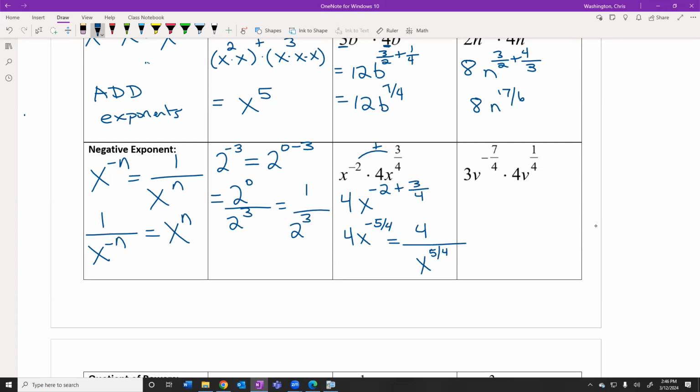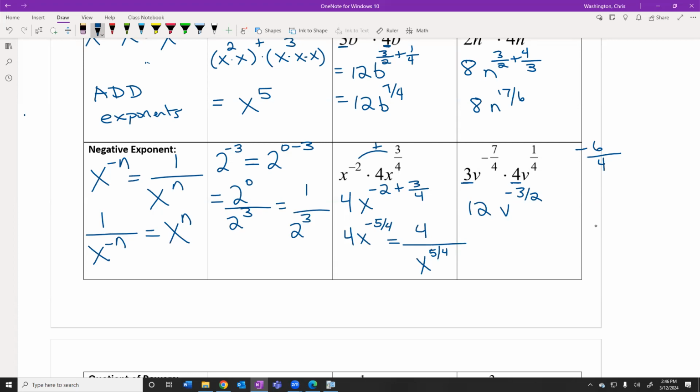For the second example, I would add those exponents together first. Do you have to add them together first? No, I could make that negative exponent positive first, but then I would have to subtract anyway. So I'm going to go ahead and add them together. We get 3 times 4, which is 12. Negative 7 plus 1, they already have a common denominator. Negative 7 plus 1 is negative 6/4, which simplifies to negative 3/2.